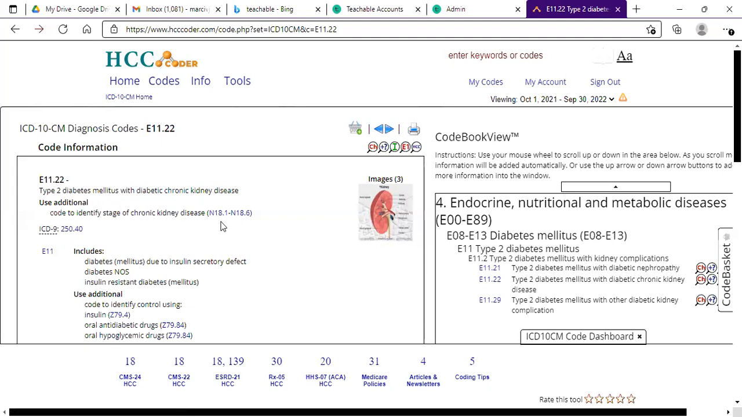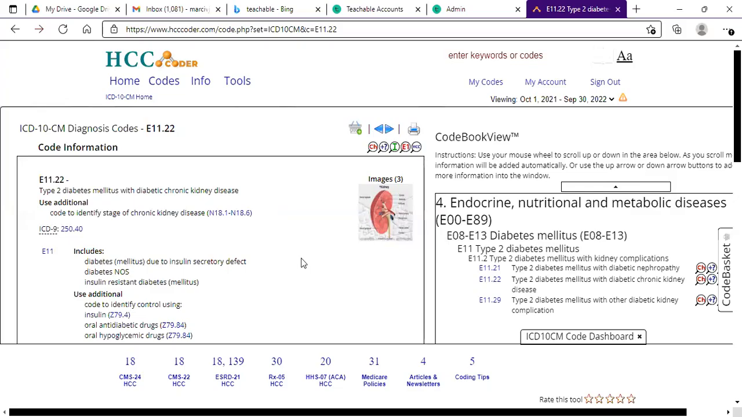You see, they're telling you can only use stage 1 through 6. So if you're reading their chart and the person has diabetes and then they have chronic kidney disease, unspecified stage, which means they have not specified the stage, you can't use this code with it because it's telling you you have to code to identify the stage 1 through 6. You can't use an unspecified stage with that code. Does that make sense to everybody?